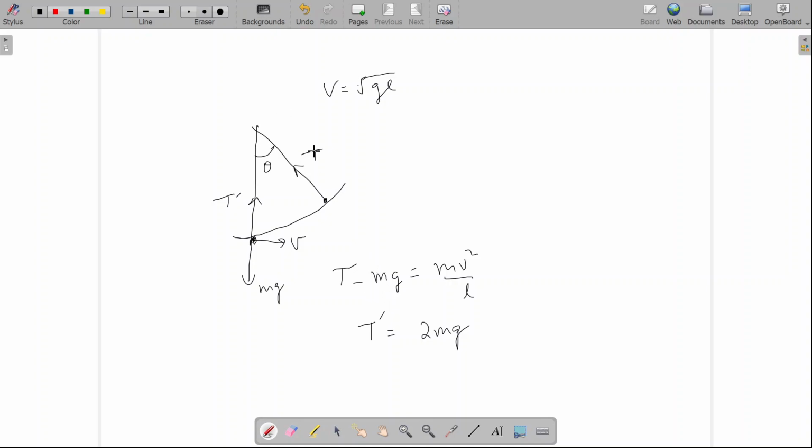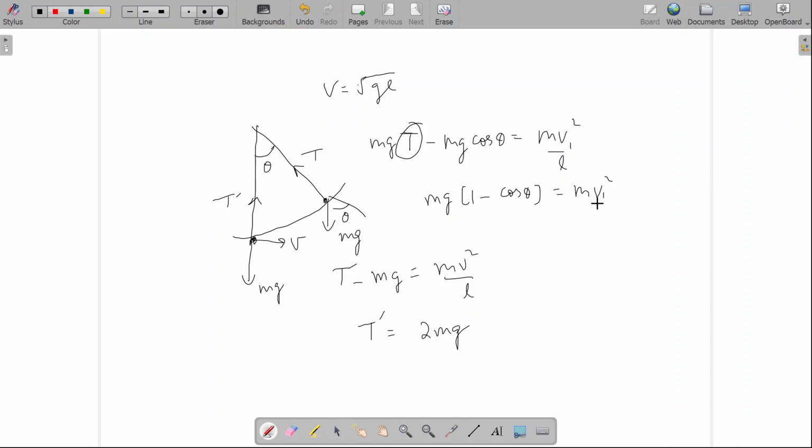This is T dash, just for clarity. Mg, some angle theta. So we are saying that tension minus some component of mg, that is mg cos theta, would be equal to mv1 square divided by L. And this tension has to be equal to mg as per our condition. So that means mg into 1 minus cos theta has to be equal to mv1 square by L.